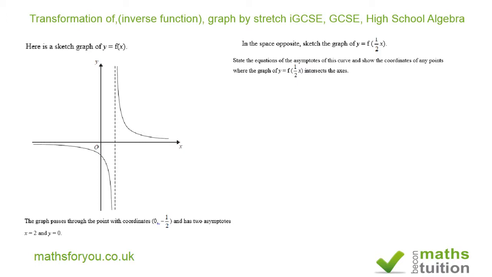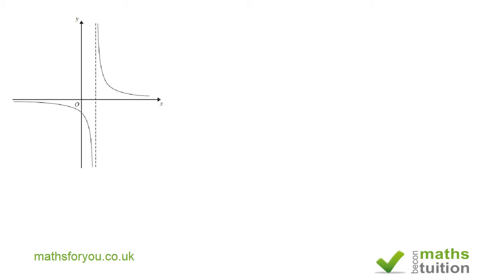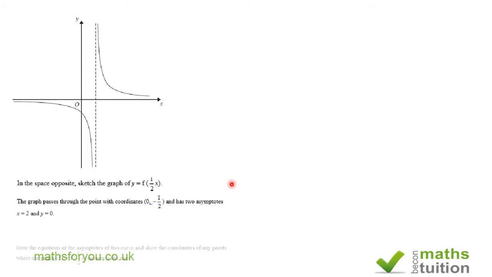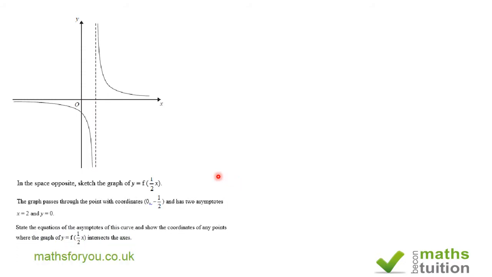Okay, now I'm going to create some space for myself and move to the next slide. For this slide, all I've done is reproduce the original question. There are a few things to note here. Firstly, for this graph given to us, this point there is 0, minus a half.